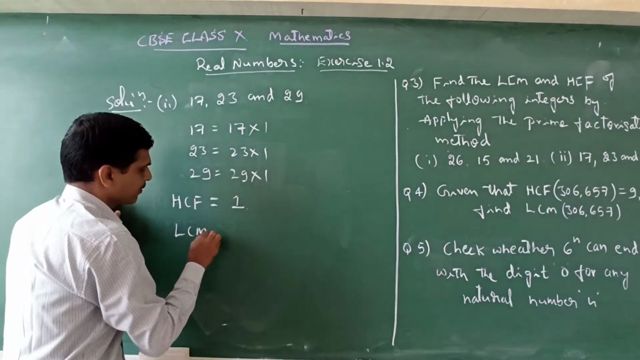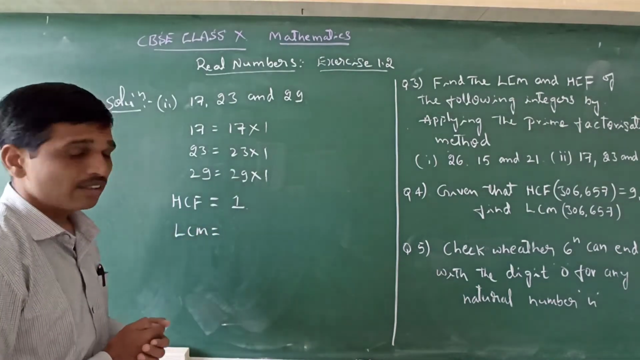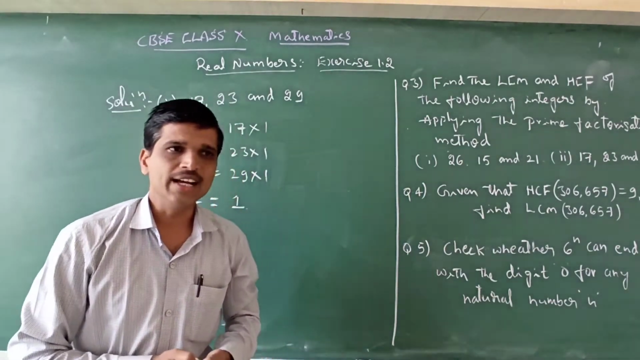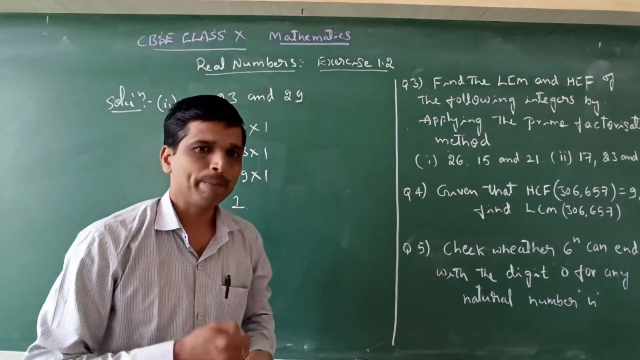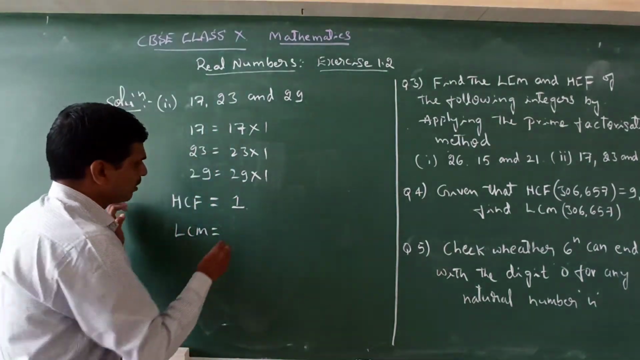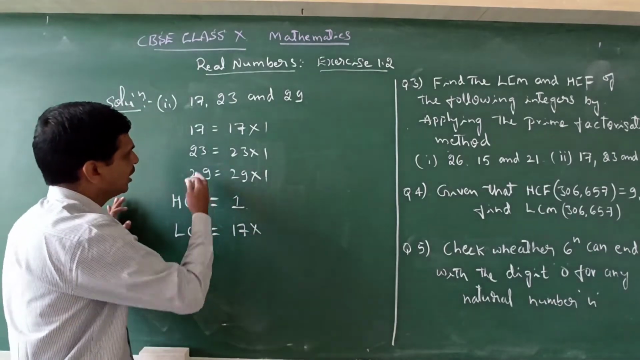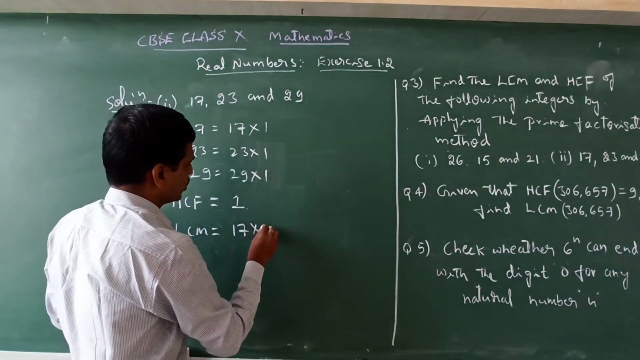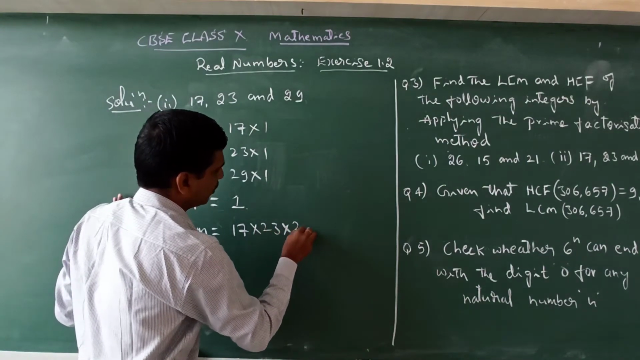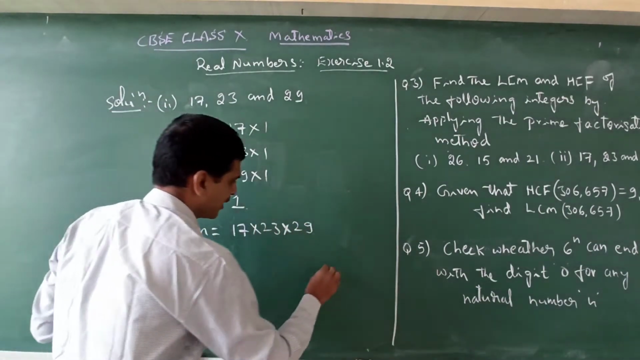Now the LCM. As you already know, the LCM is the product of the greatest powers of the prime factors. Here, instead of the factors, we should take the numbers directly because all are primes. 17, 23 and 29. You should multiply them and get the answer.